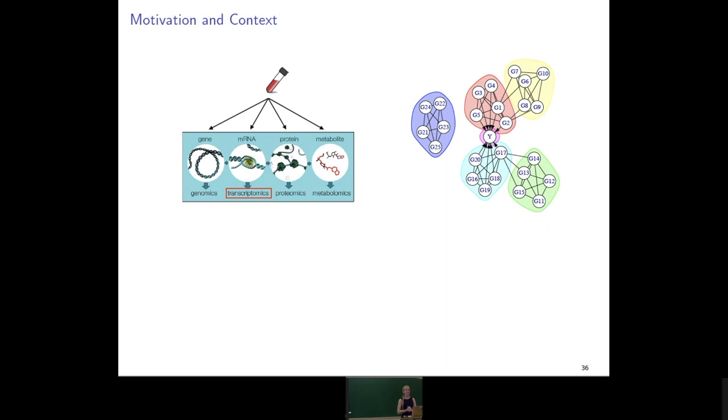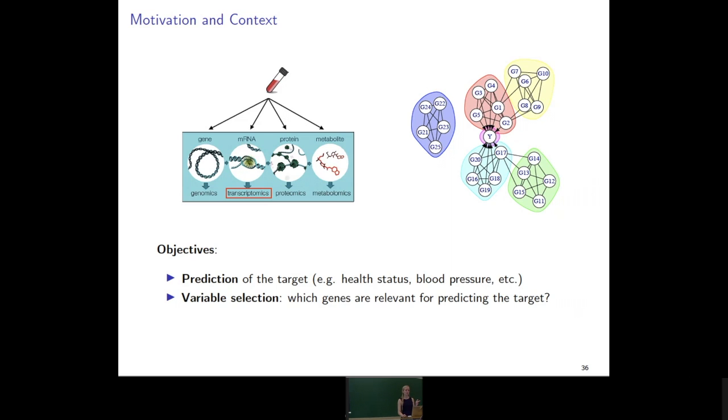The context that motivated this was from the field of transcriptomics. I explained this at the beginning of the talk, but as a reminder, the idea is we want to find groups of variables that predict the health status, and in this case, the variables are genes. The objective is prediction of the target, so the health status of the patient, the blood pressure, some kind of variable like this. We also want to perform variable selection, which means we want to identify the genes that are relevant for predicting the target. And lastly, we want to, of course, perform variable clustering because we want to identify this group structure that is actually unknown currently.